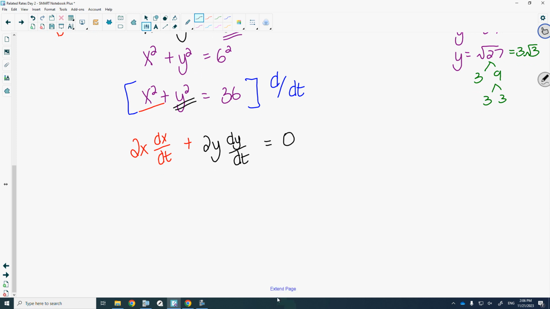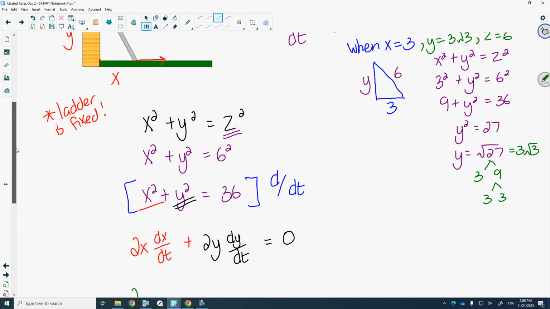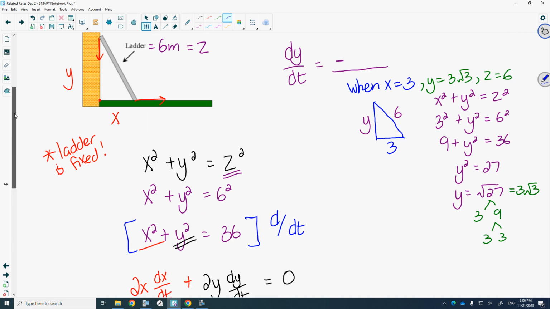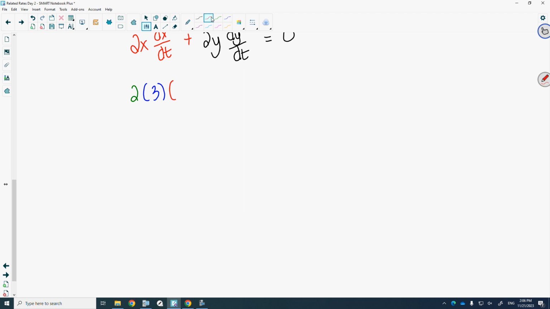So from here, I guess we could have actually divided out those 2's, but I'll just show you what you would get if you didn't. You get the same answer. So 2 times x is 3, and dx/dt is 1, plus 2y, and we got y is 3 root 3.